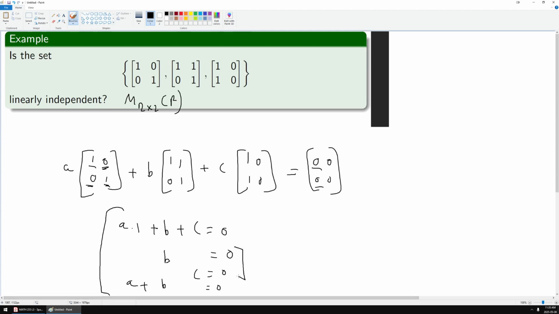Now these two lines tell me B and C are both 0, right? And if B and C are both 0, if I plug these into the first and the last equation, the conclusion we get from both cases is that A is equal to 0. All right? This means that the set will be linearly independent.